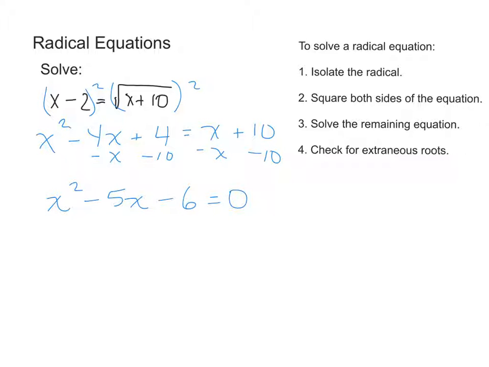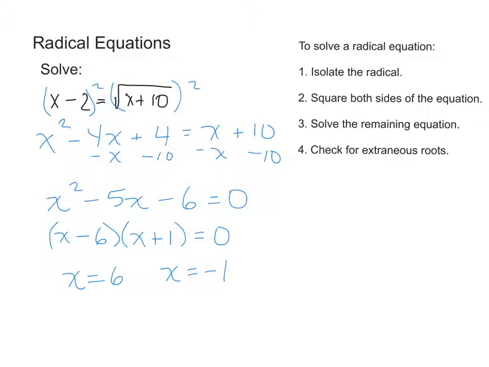Factoring is probably going to be your method of choice for solving a quadratic, but the quadratic formula is another algebraic way to do it. If we factor, this is going to be x minus 6 and x plus 1. And so what that means is that x equals 6 and x equals negative 1.